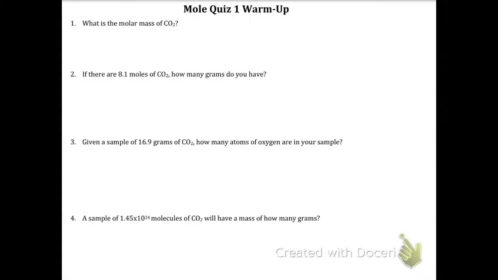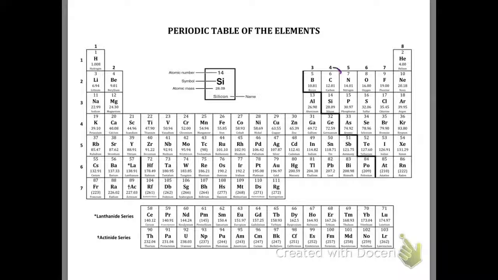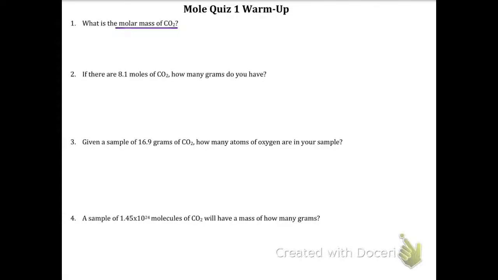So here it asks for the molar mass, so you're going to find your carbon and oxygen and add them together. So you have your carbon here, your oxygen here, and you're going to add them together, and hopefully you got 44.01 grams per mole.